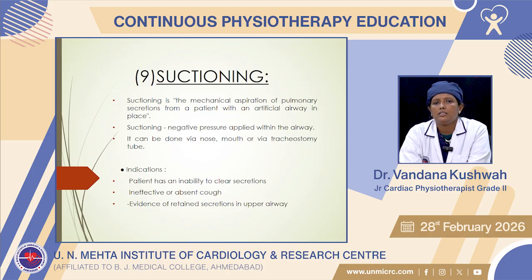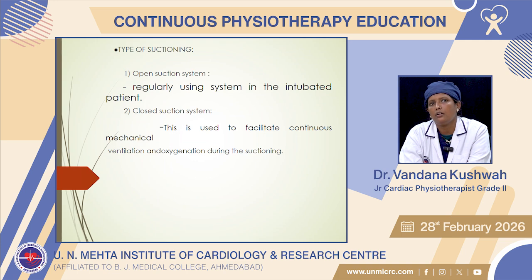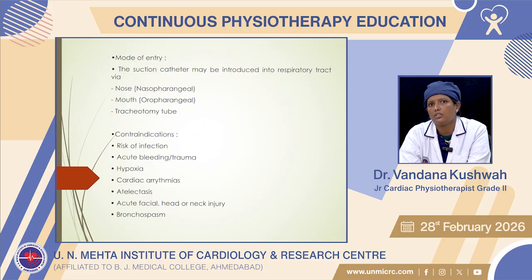Indication: the patient has an inability to clear secretions, ineffective cough reflex, or evidence of retained secretions in the upper airway. Types of suctioning: first is the open suction system and second is the closed suction system. Open is regularly used in intubated patients, and second, closed is used to facilitate the continuation of mechanical ventilation and oxygenation during suctioning.